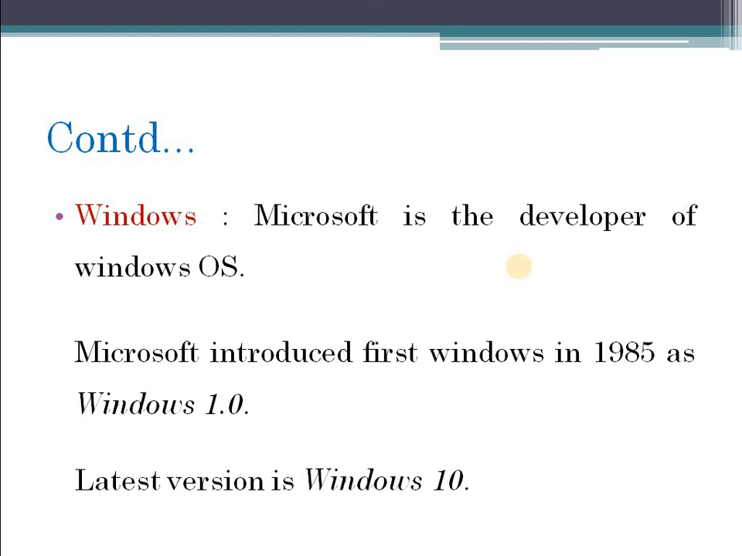November 1985, and the name of that OS was Windows 1.0, and the latest version of Windows is Windows 10. Nowadays we have Windows 10 also.